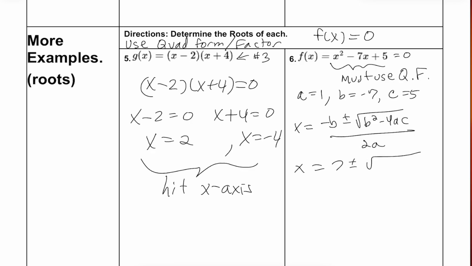Do the next pieces in your head. Usually these numbers aren't so giant that you can't do that in your head. What is the quantity of negative 7 squared? Negative 7 squared is negative 7 times negative 7, 49. Do that in your head. Do negative 4 times a times c in your head. The next piece is negative 4 times a times c. Do it in your head.